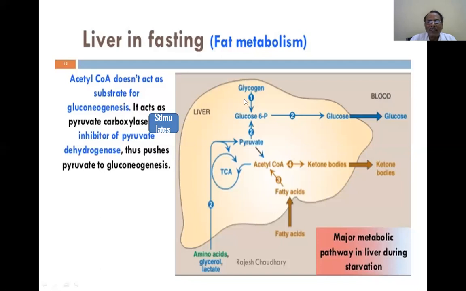Glycogen is going to be producing the glucose, and then the fatty acids, acetyl-CoA, they are going to produce ketone bodies. So there is going to be gluconeogenesis, there is going to be ketogenesis as the fasting is proceeding.